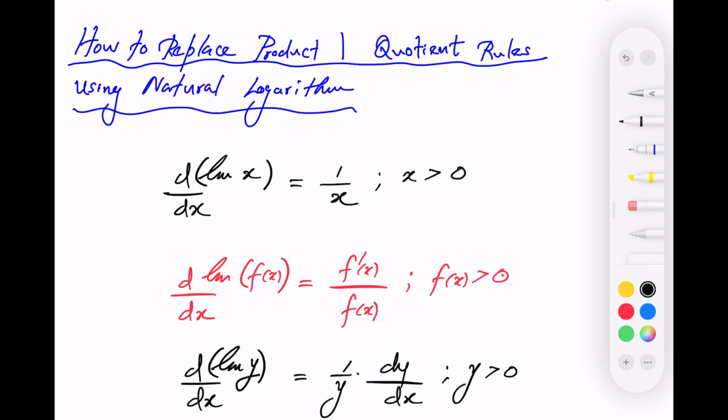In addition to these three results from differentiation, you will also need some other things from college algebra. That's about the properties of logarithm. All the properties of logarithm that you have studied under college algebra are equally applicable even for the natural logarithm. So let's quickly revisit those properties. The properties of logarithm.